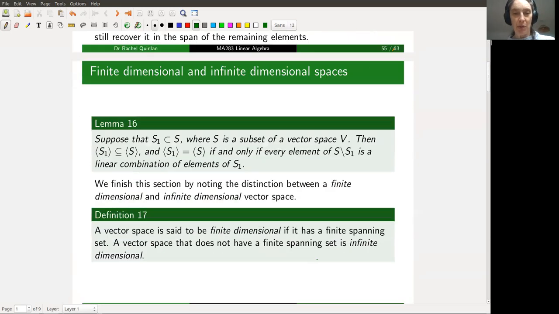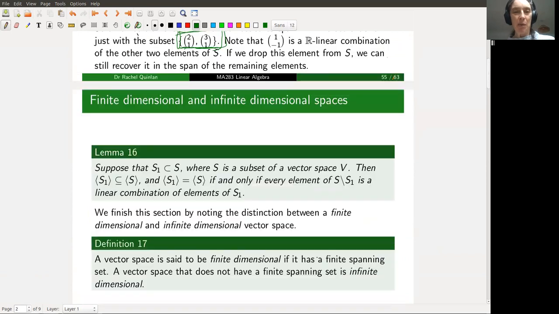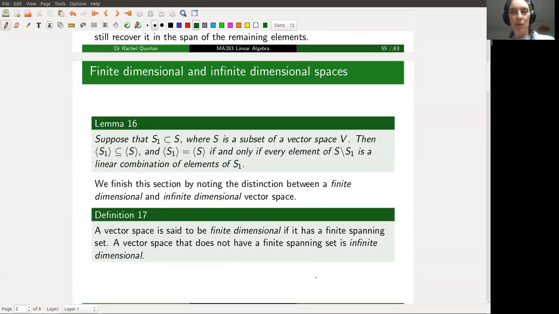Just wanted to mention one or two other quick things. One is this distinction between finite dimensional and infinite dimensional vector spaces. We're going to be using this in the next few lectures, so I thought I'd just mention it here. A vector space is finite dimensional if it has a finite spanning set. So if there's a finite set of elements with the property that every element in the vector space is a linear combination of those ones, and a vector space that doesn't have such a finite spanning set is infinite dimensional.